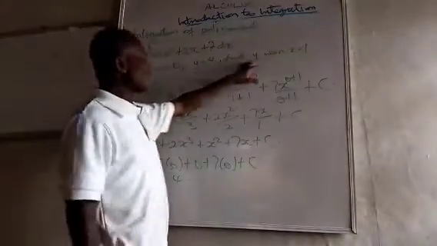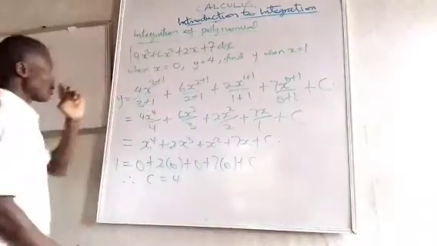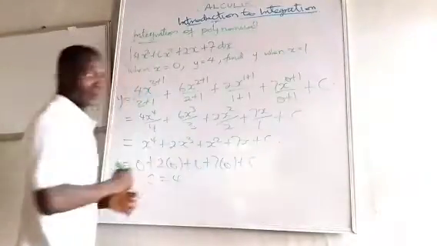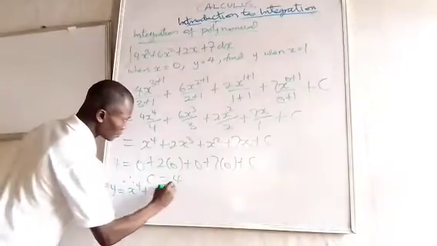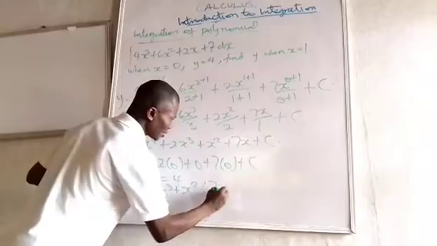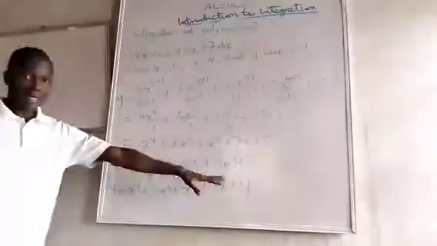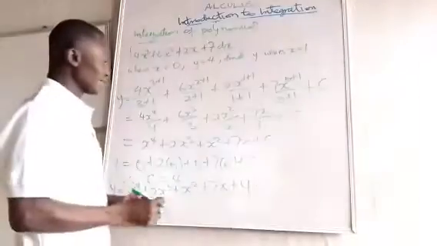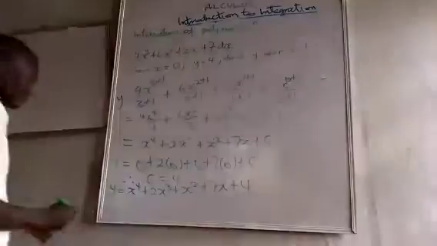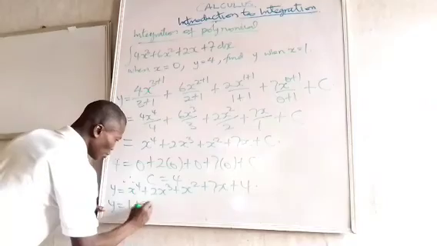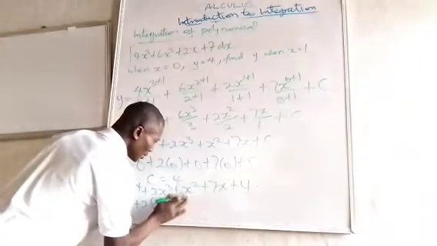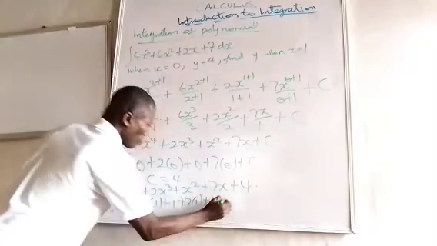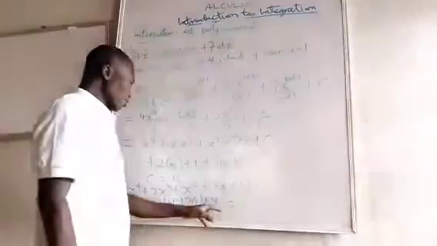Now, we have to find y when x equals 1. So, before we go into that, we can now give the real expression for y. So, y will be equal to x raised to the power 4 plus 2x cubed plus x squared plus 7x plus 4. So we can leave it like this. Now, when x equals 1, what is the value of y? We can easily do that now. So y will be equal to 1 plus 2 into 1 plus 1 plus 7 into 1 plus 4. And that gives us 1 plus 2, 3 plus 1, 4 plus 7, 11 plus 4, 15.